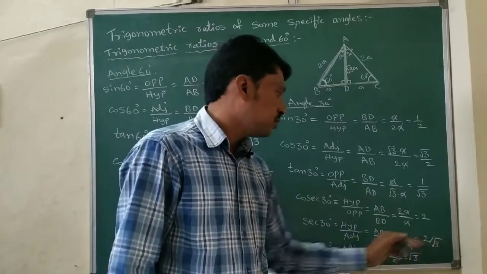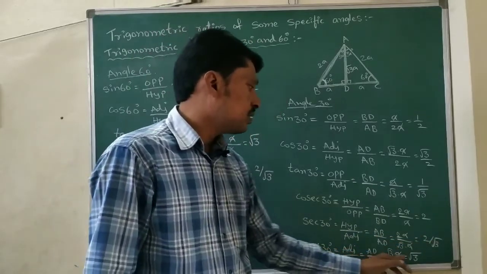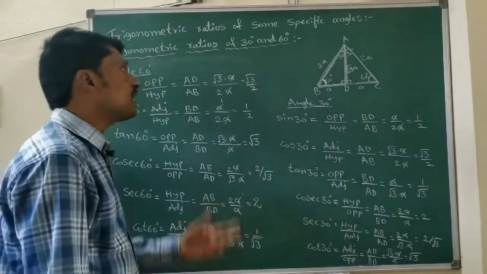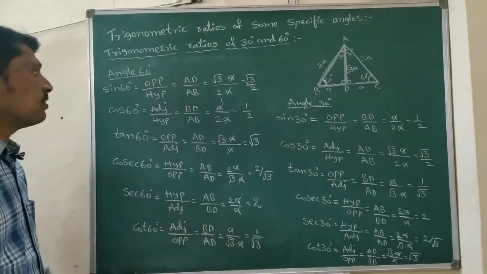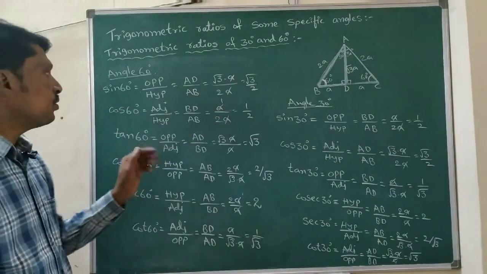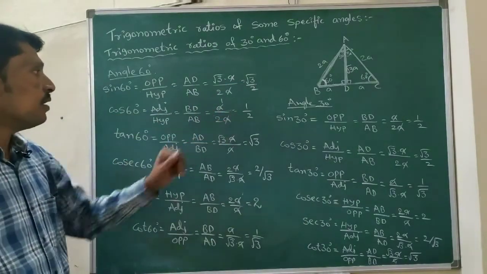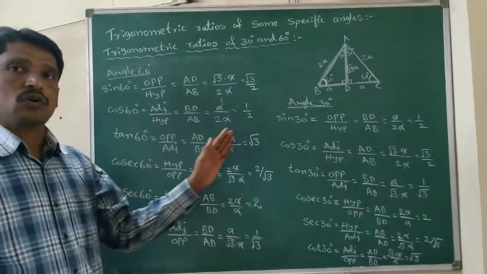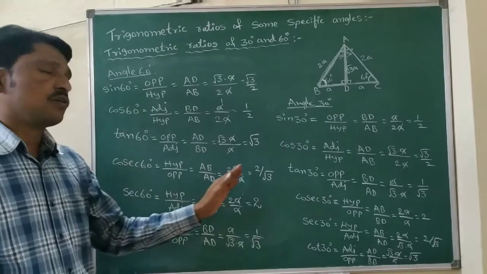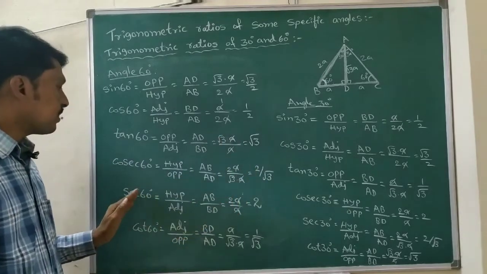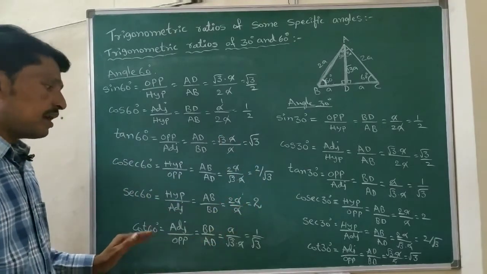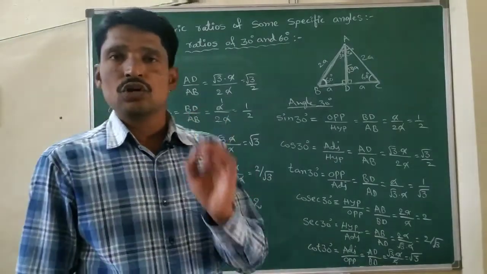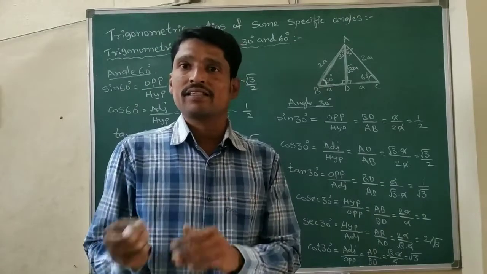Sec 30 equals 2 by root 3, cot 30 equals root 3. This is about the angle of 30 degrees. Next, the angle of 60 degrees. Sin 60 equals root 3 by 2, cos 60 equals 1 by 2, tan 60 equals root 3, cosec 60 equals 2 by root 3, sec 60 equals 2, cot 60 equals 1 by root 3. So next, 0 degrees and 90 degrees are left.